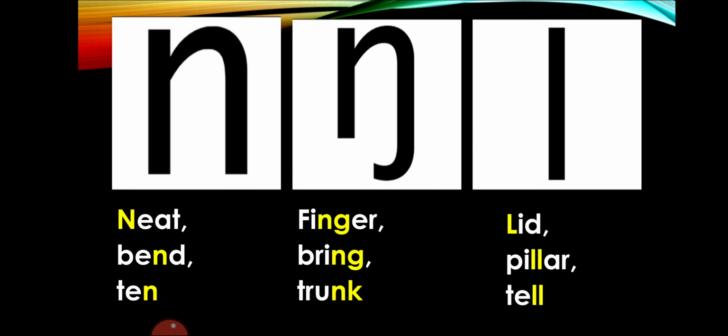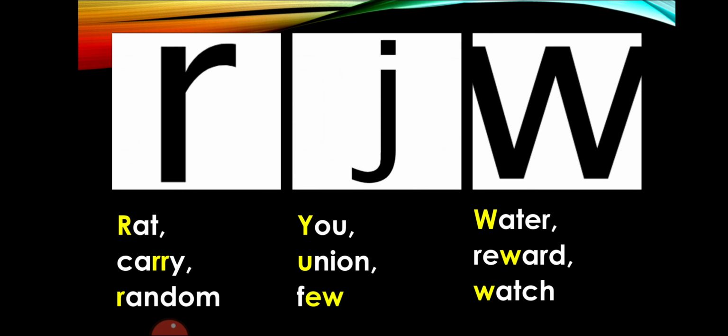So usually we get this sound with the spellings ng or nk. Another example for this, sing. And the next sound is l, just like lid, pillar, tell. And the next sound is r, just like rat, carry, random.